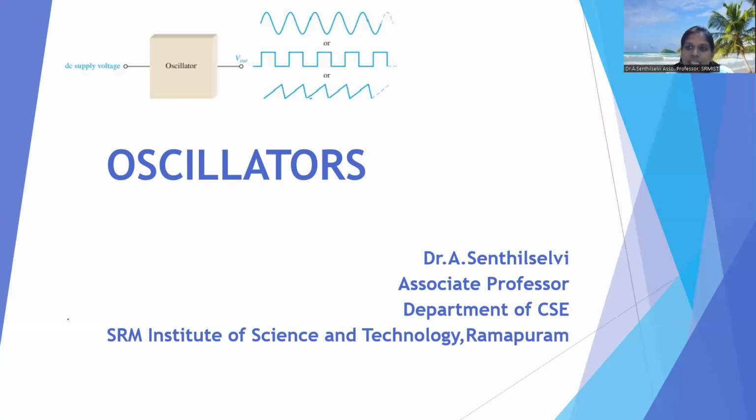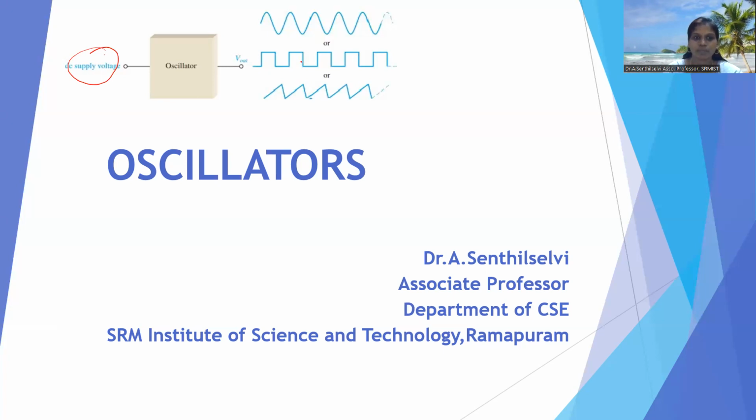In an amplifier, there is a need of input signal, and in an oscillator, there is no need of input signal. Without applying input signal, it generates a continuous periodic signal using the bias voltage applied to the circuit. So that bias voltage is nothing but a DC supply voltage. So if you are giving a DC supply voltage, it will generate a periodic electronic signal. It may be either a sine wave, a square wave, or any sawtooth wave, any kind of wave.